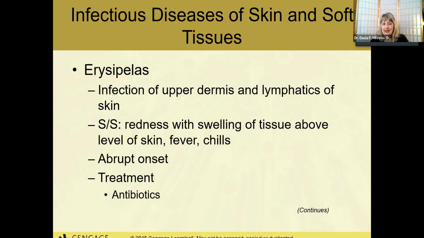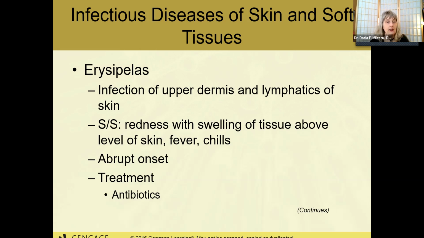All right, erysipelas. This is the infection of the upper dermis. So cellulitis is lower dermis. Erysipelas is upper dermis. It involves the upper dermis as well as the lymphatics of the skin. The signs and symptoms are very similar to cellulitis, but not as intense.